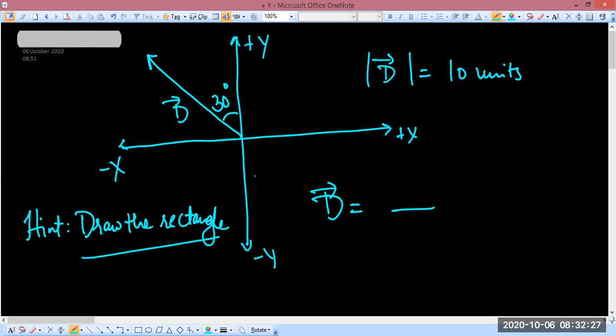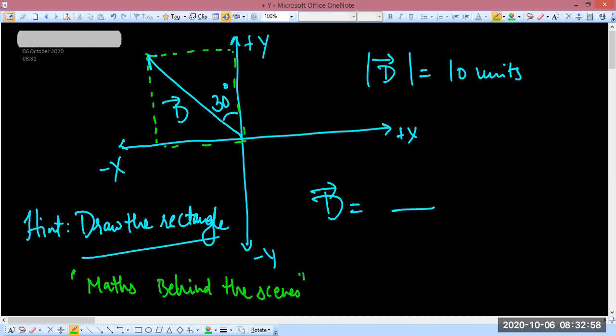Come on people, I want correct answer, okay? One minute, correct answer. Draw the rectangle like this. Use any method you like, I don't care, right? Whatever maths you are doing is behind the scenes. I repeat, all the maths is behind the scenes. I want the correct answer. That's it. Write the steps, very good.